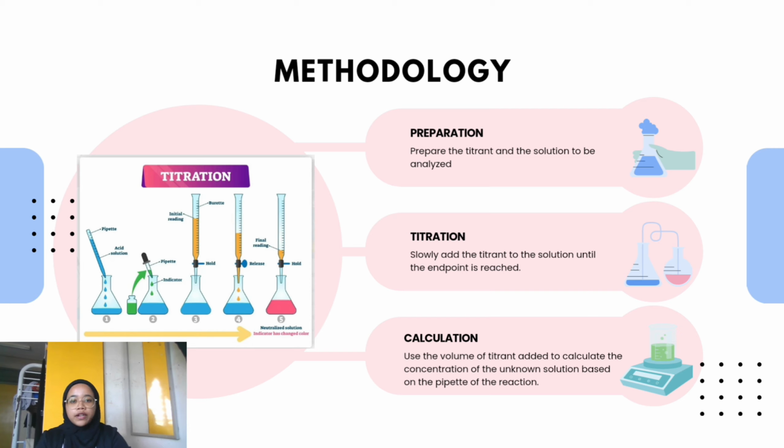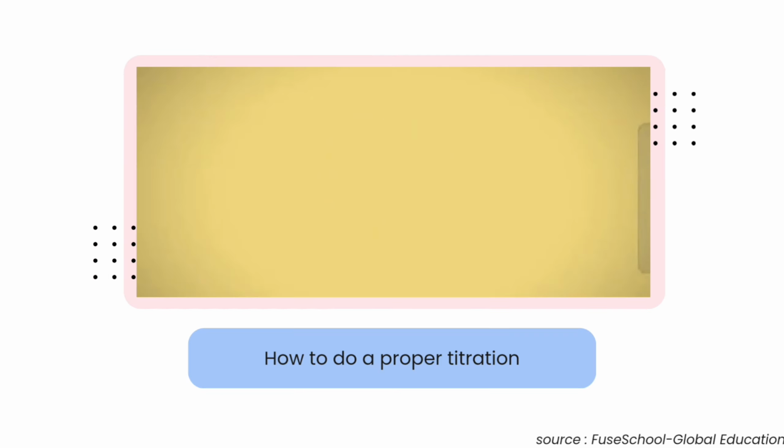Then we have the methodology of titration. First, we have to prepare the titrant and the solution to be analyzed. Secondly, we have to slowly add the titrant to the solution until the endpoint is reached. Lastly, we have to do the calculation. We use the volume of titrant added to calculate the concentration of the unknown solution based on the reaction.